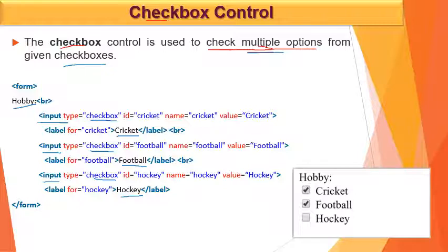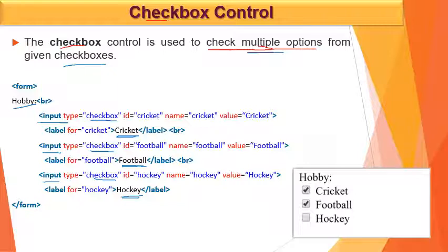These red colored attributes are given here and the value of each attribute is given inside double quotation marks. The type, the ID, the name and the value are the attributes of the input control, and cricket, football and hockey are the labels which are displayed on the control. Now that form will consist of three options. That hobby has only three options.